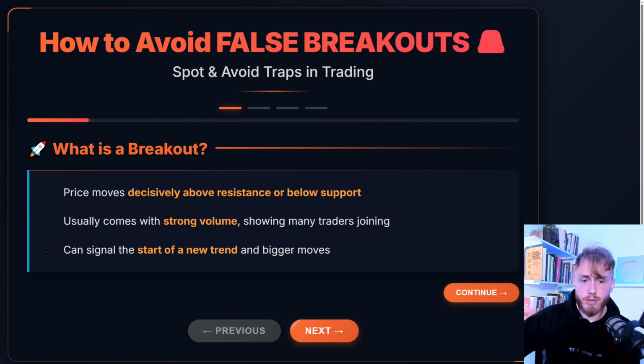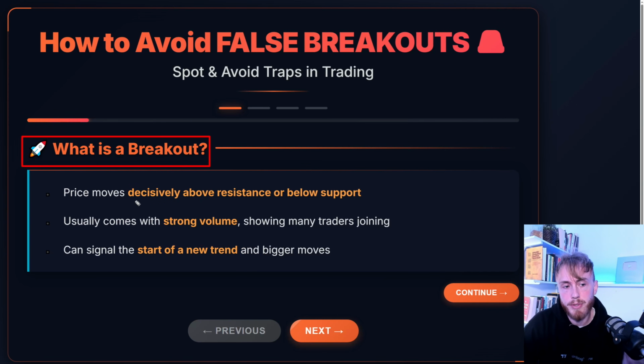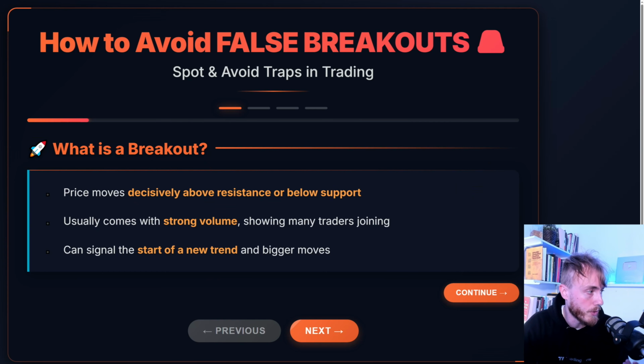But before we jump into the charts and take a look at how to avoid these traps, we need to first learn what a breakout is in the first place. In super simple terms, a breakout is when the price moves decisively above resistance or below support. So if we have, for example, a resistance level right here, a pattern you many times see before a breakout is that we're printing lower highs into support, and the actual breakout is when we see this strong momentum move above the resistance, or as I said, below the support.